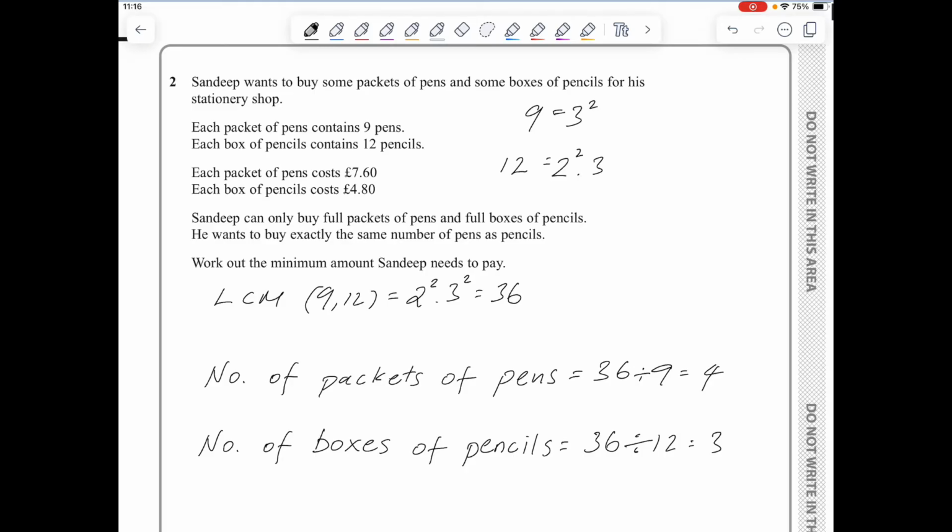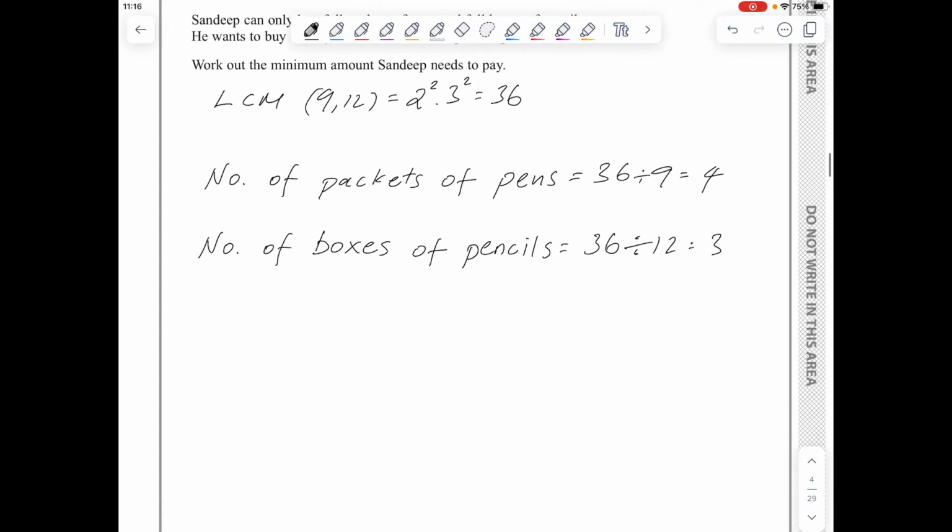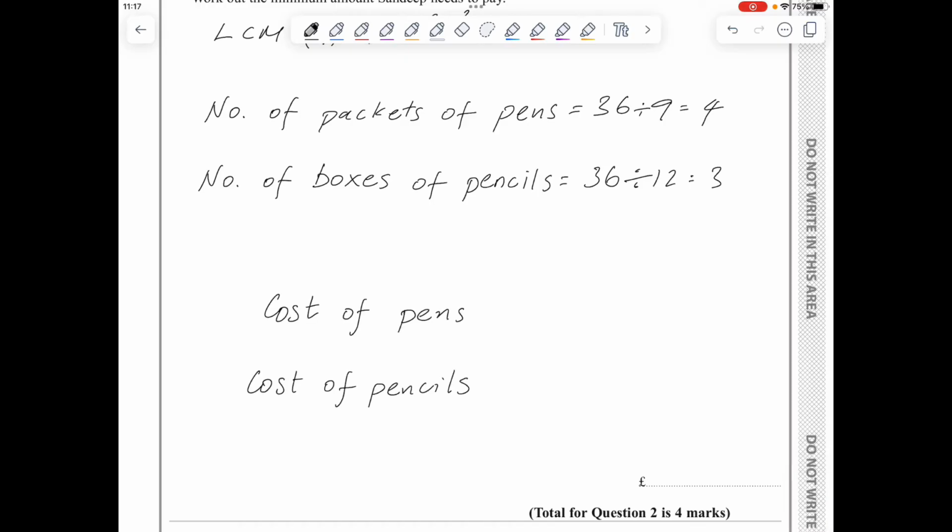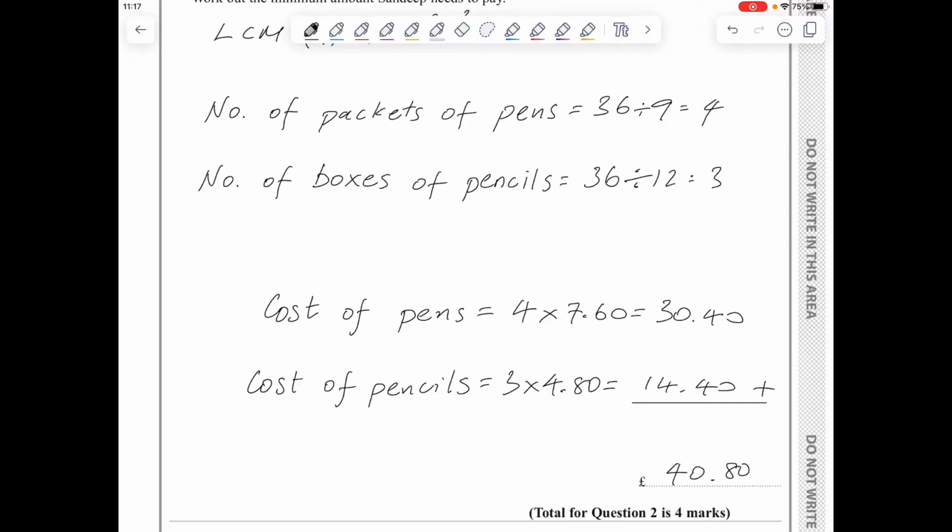I know the cost for each one, so let's find the total cost. For the pens, I have 4 times 760. This gives me 30.40. And for the pencils, I have 3 times 480. This gives me 14.40. Add this up and you'll get 40.80, which is the final answer.